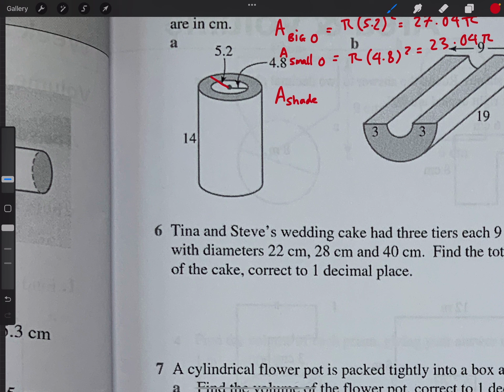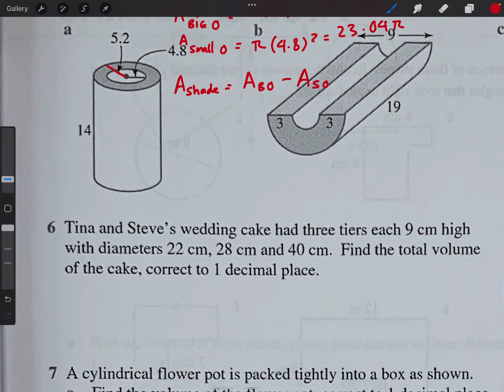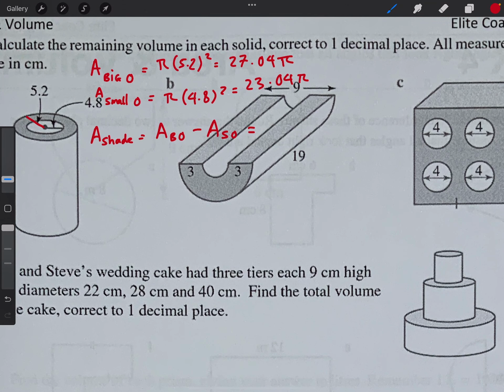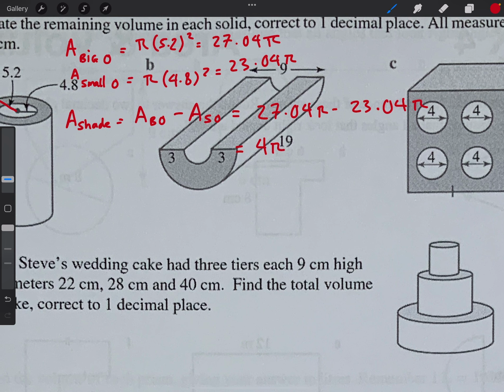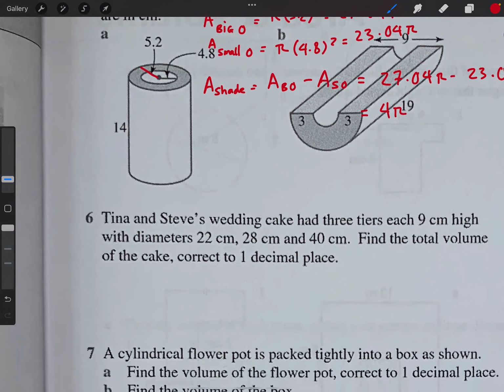Now the area of the shaded region is the big circle minus the area of the small circle. So that's going to equal 27.04 pi take away 23.04 pi. 27.04 take away 23.04 gives you 4 pi. That's all you get. So all you have left is 4 pi. That means the area of this shaded region is 4 pi.